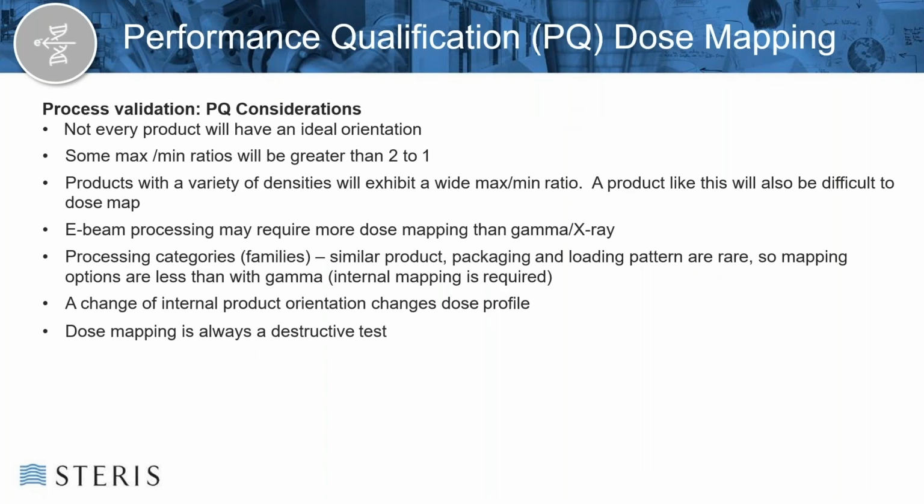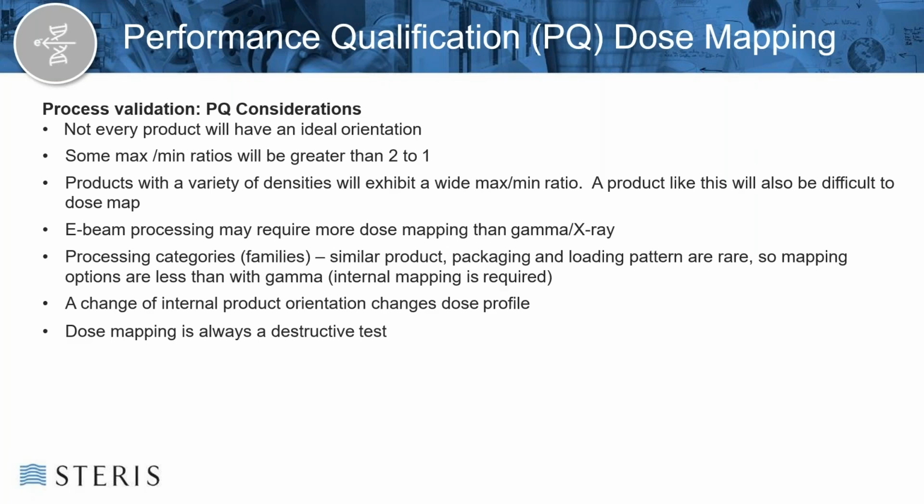So some considerations for PQ. Not every product will have an ideal orientation. Some max-min ratios will be greater than 2 to 1. Products will have a variety of densities and exhibit a wide max-min ratio. These can tend to be difficult to dose map. E-beam processing may require more dose mapping than gamma or X-ray. In fact, that's almost always the case. We're typically expending more effort to characterize dose distribution to E-beam process products. There's typically more work up front.